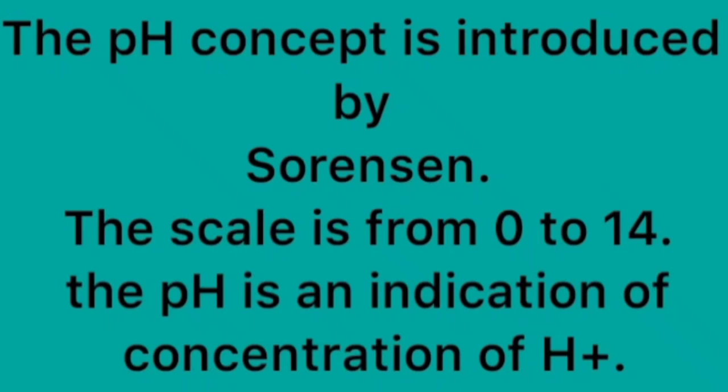pH scale. A scale for measuring hydrogen ion concentration in a solution is called the pH scale. The pH value of a solution is simply a number which indicates the acidic or basic nature of a solution. The pH concept was introduced by Sorensen. The scale values range from 0 to 14. The pH is an indication of the concentration of H plus ions.